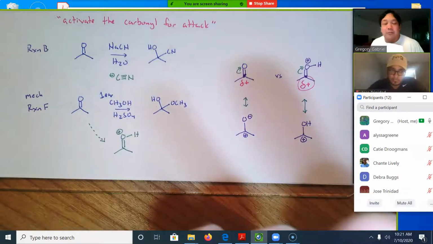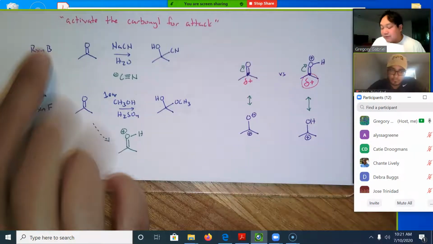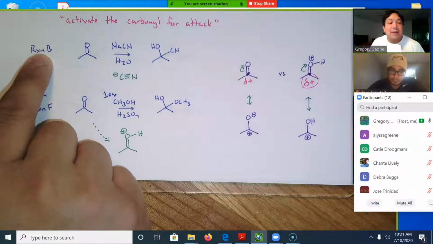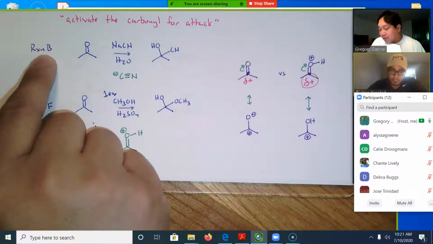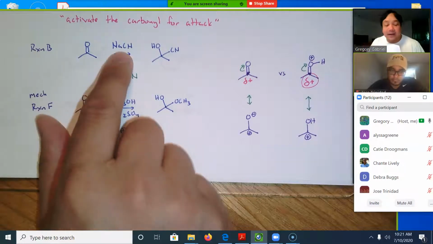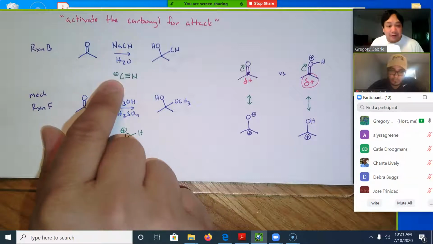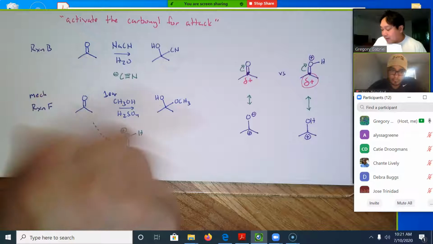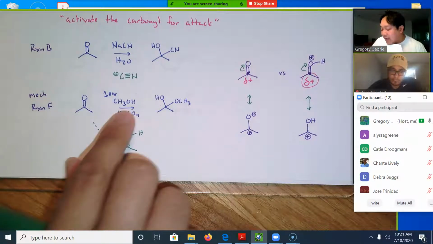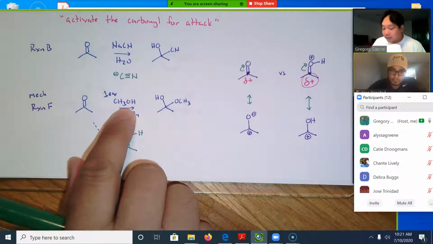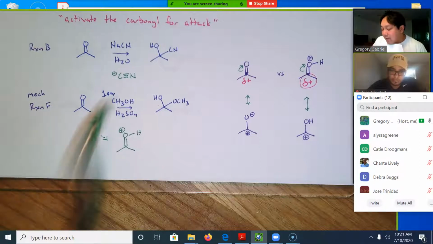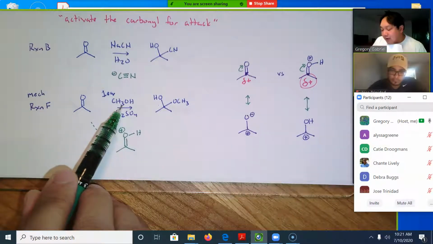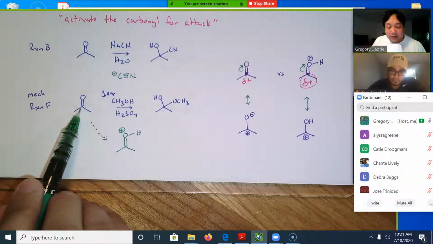Now, why didn't we protonate in other reactions, like for instance reaction B? We didn't have to protonate for reaction B because reaction B had cyanide. Cyanide is a very good nucleophile. So the attack happens pretty readily. But I can tell you now that if we didn't have any acid here for this reaction F, that methanol is not going to really attack this carbon. Maybe a very, very small percentage.